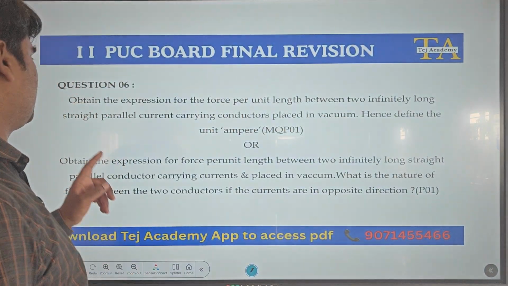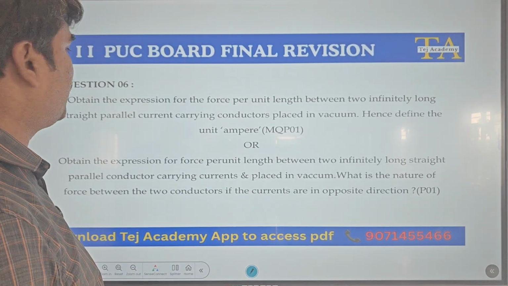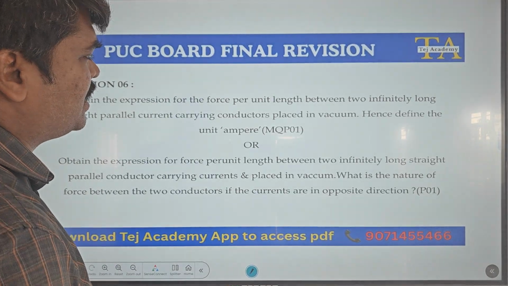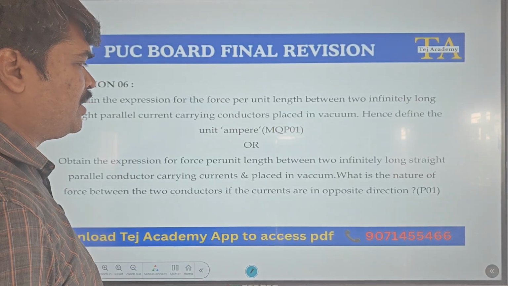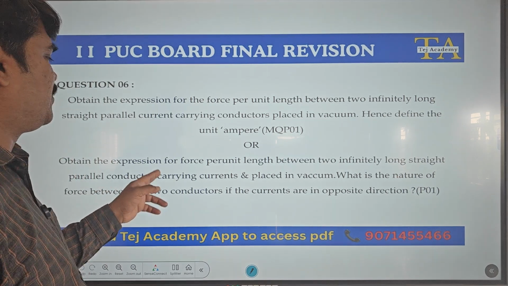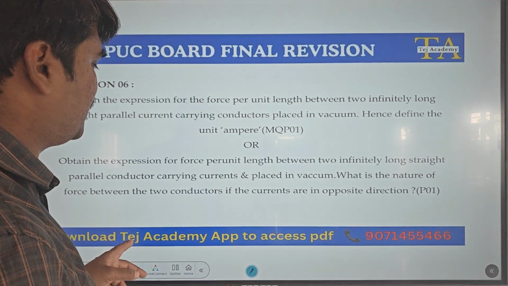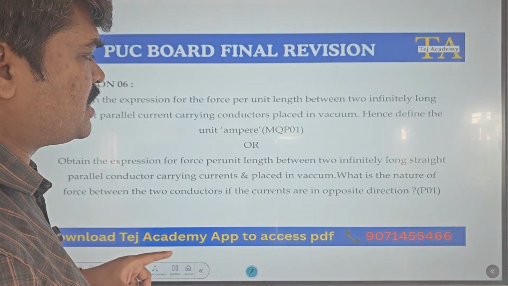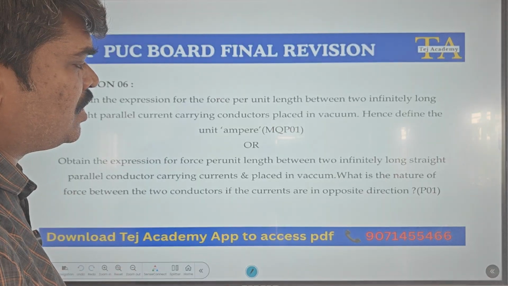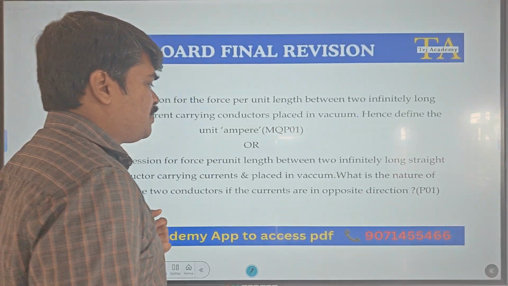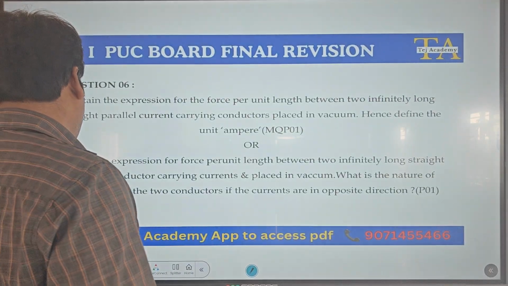Now next, let us see the 6th question. Obtain the expression for the force per unit length between two infinitely long straight parallel current carrying conductors placed in vacuum. Hence define the unit ampere. Or it can also be rephrased as: obtain the expression for force per unit length between two infinitely long straight parallel conductors carrying currents and placed in vacuum. What is the nature of force between the two conductors if the currents are in opposite directions? This part we shall discuss once we finish the derivation. Let us get into the derivation.